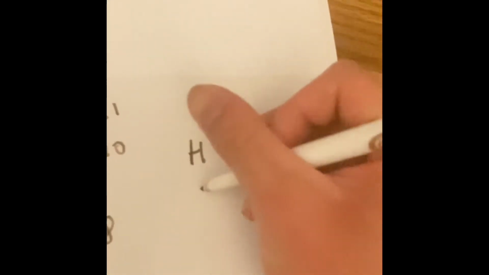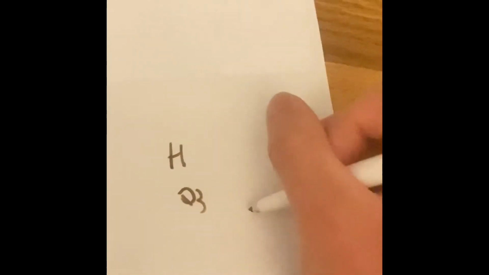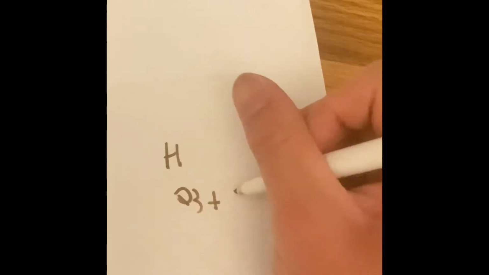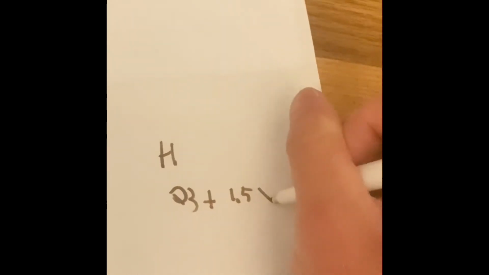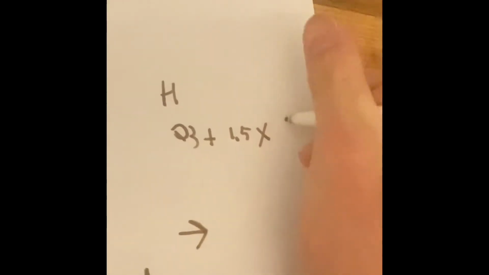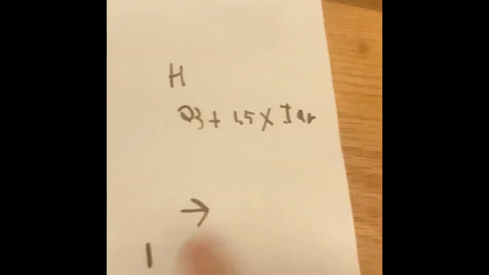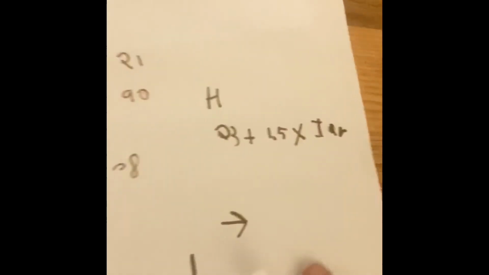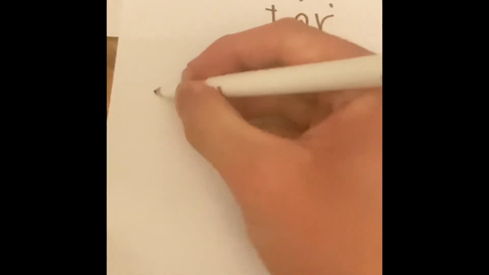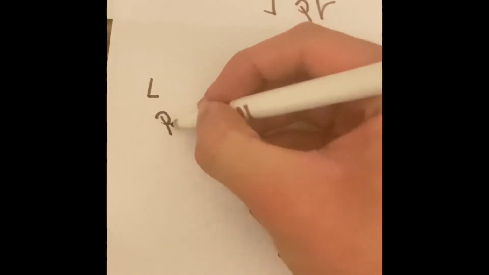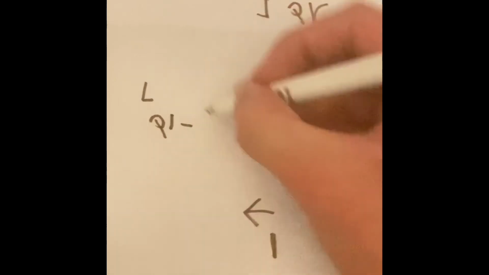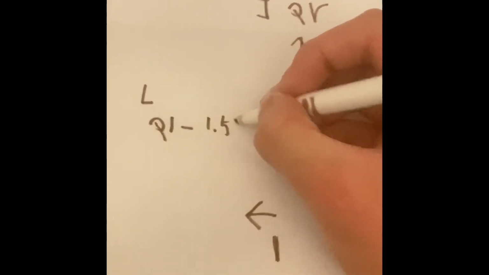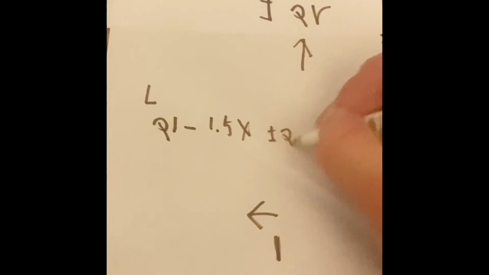When we try and find the high fence, we're going to use a formula of the third quartile, add 1.5 multiplied by the interquartile range. That is for the high fence. The lower fence is a little bit different. With the low fence, you have to focus on the first quartile. Subtract 1.5 multiplied by the IQR.